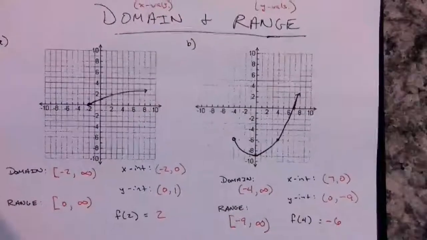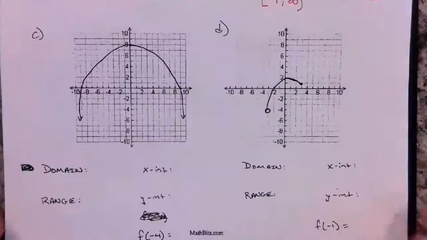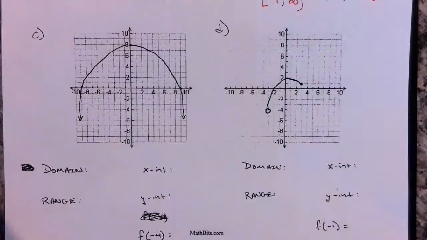Taking a look at the next one. So letter C here. We got this graph here, and again they're asking us to find the domain and the range. When I do that, for the x values, I'm looking from left to right.